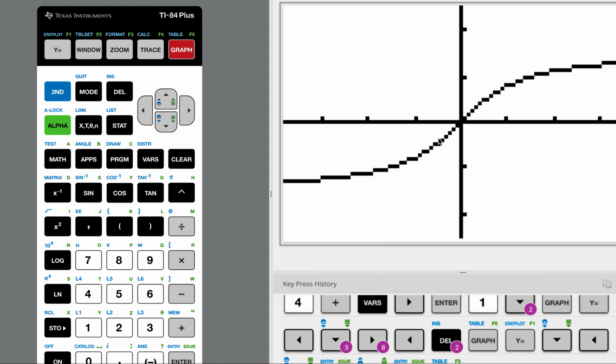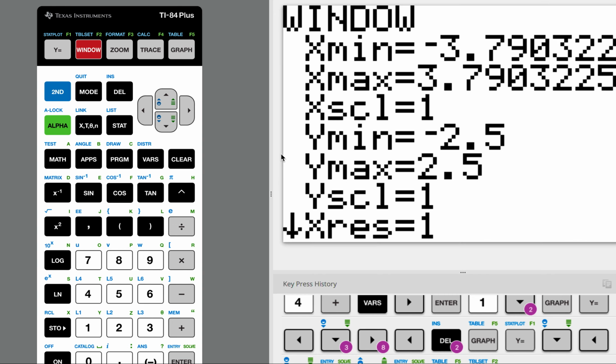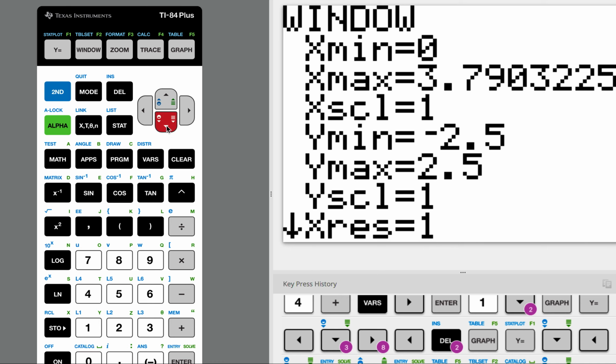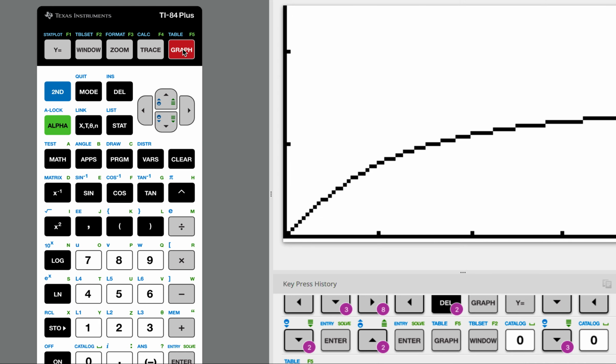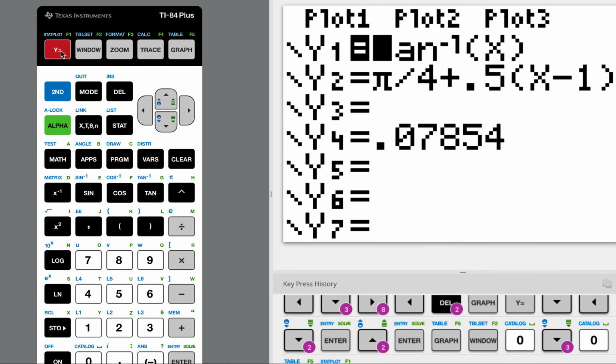But we can still do this on a calculator. We can zoom in a little bit, or we can just chop off the part we want. So if I go to Window and make the minimum not negative but 0, and the y value not negative but 0, that'll eliminate everything but the first quadrant. I go to my graph, there it is. I go back to my y equals, and I can turn that equal sign on. That'll be our linearization.